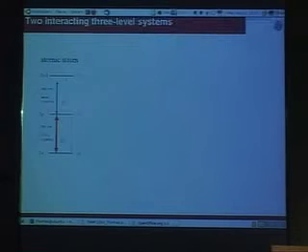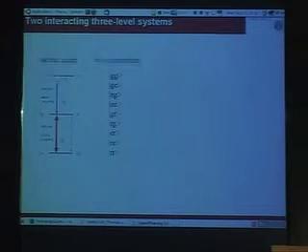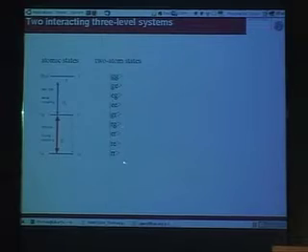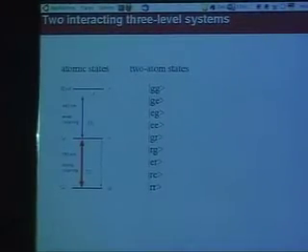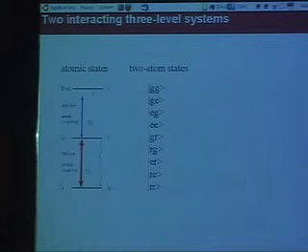So let's see what we expect from such a system. So we start with this three-level system, three atomic states. And we use a strong coupling down here. And to see what interaction does, we now switch to a two-atom picture. So in a two-atom picture, we have these nine possible states, starting with both atoms in the ground state, one here, one there, and so on.